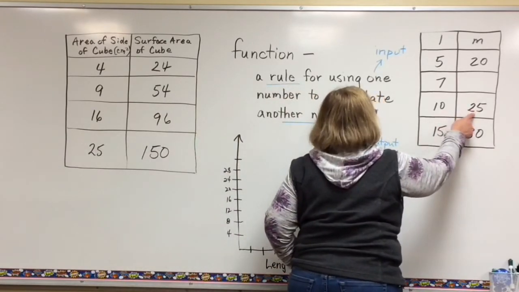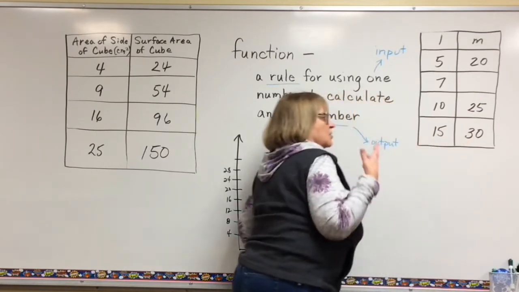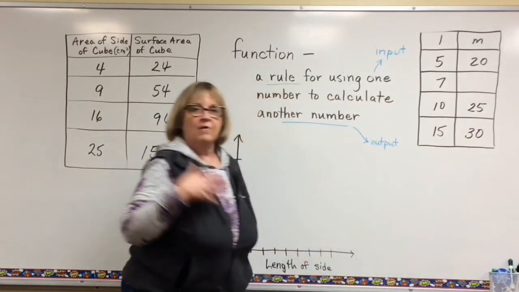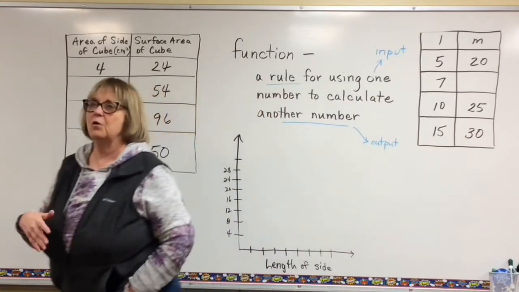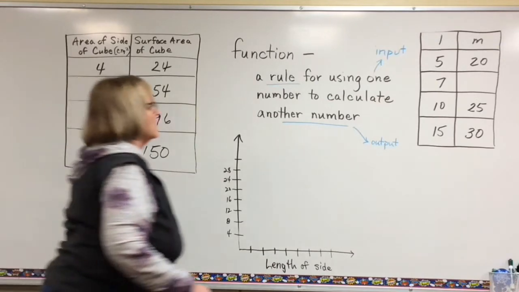But if you apply that rule, times 4, 10 times 4 is not 25. 15 times 4 is not 30. So times 4 won't work. We have to come up with a different rule or a different function. Now, what could we do? What can we do to 5 to get to 20? Well, we can't multiply, so let's try adding. What could we add to 5 to get to 20? That would be 15. Okay, let's try that one.